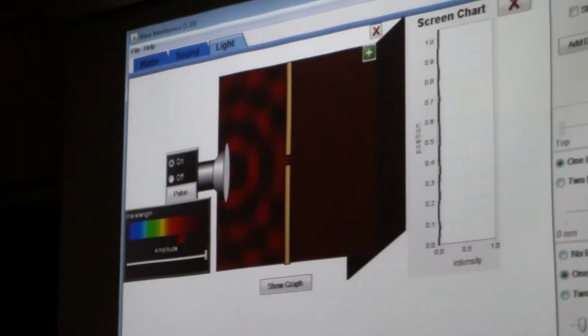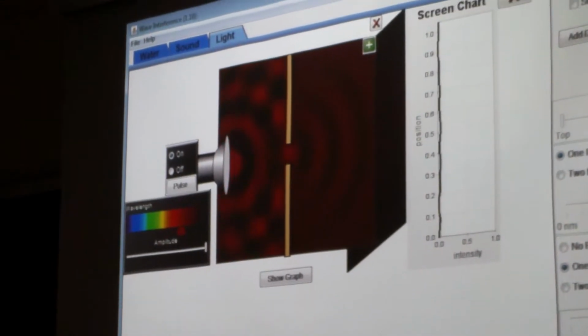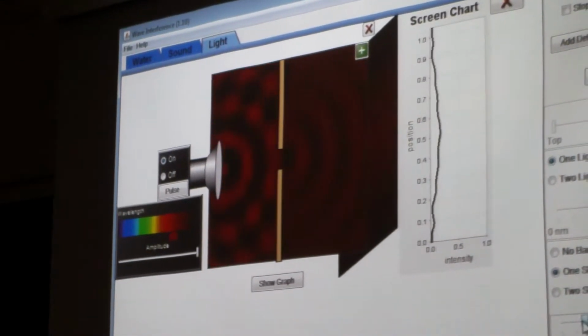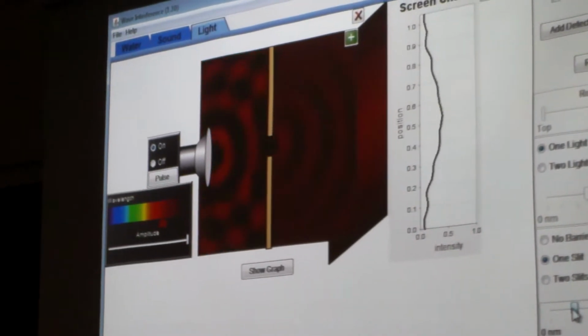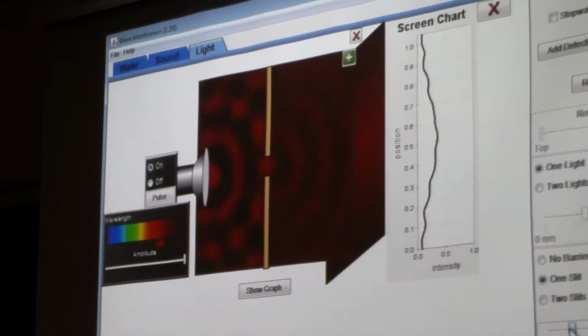I'm going to increase the slit width slightly. That'll let more light through. Watch the intensity measurement on the right. Okay. Something cool is happening there.